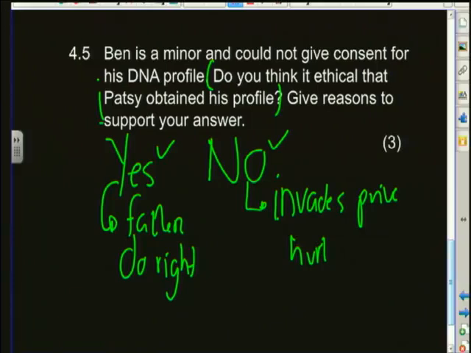So when it comes here, it says, do you think it's ethical? Your answer is a simple yes or a simple no. Don't say maybe. That's your 1 mark. Then it says, give a reason to support your answer. It must be a logical reason, not just because. Yes, it is ethical. Why? Because he needs to know who his father is. The mother is looking after his best interests. No, it's an invasion of his privacy. When he's older and he understands, maybe then we can do it.